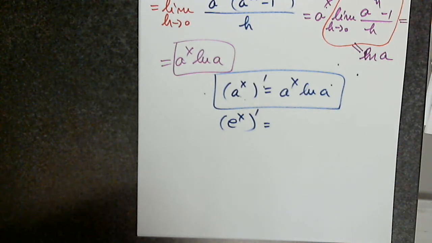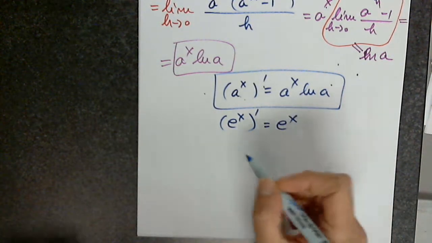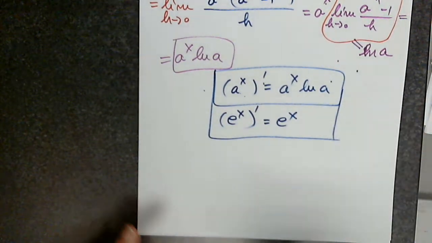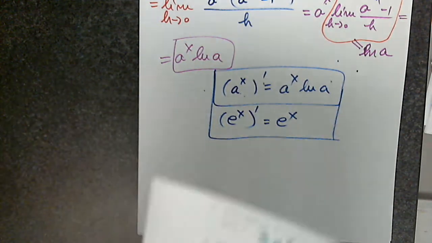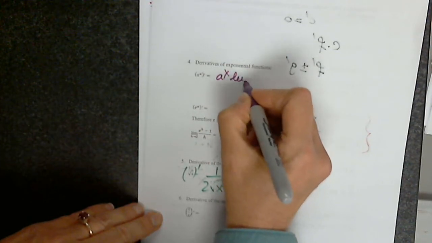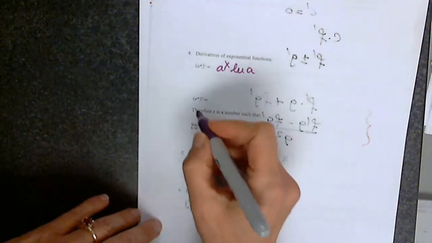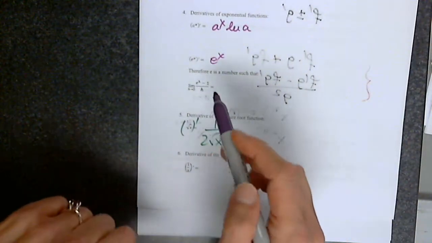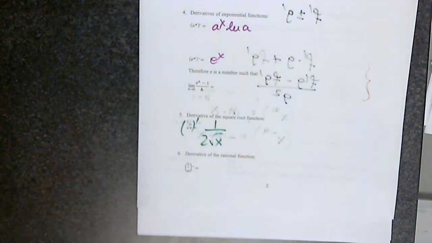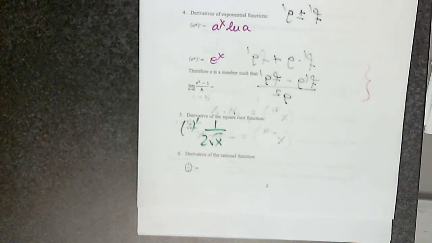Which is 1. That's it. Any questions? So please put it in. It's a to the x times natural log a. e to the x prime is e to the x. So let's verify what this is. Then we already have it.